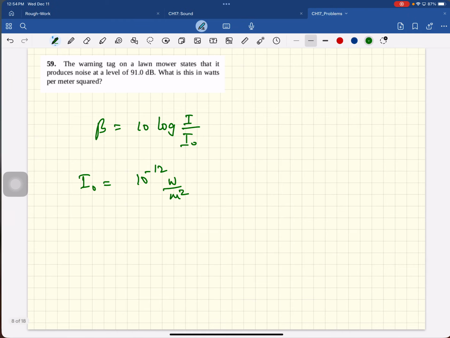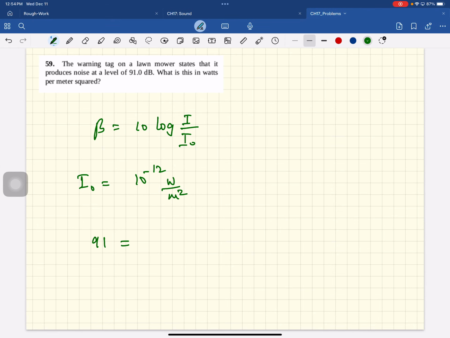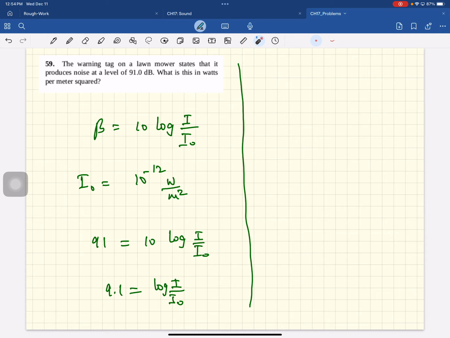So in our problem, the decibel level is 91 decibels equal to 10 log I over I naught. So 9.1 is log I over I naught. Now what this means is I over I naught, this is to base 10, so 10 to the power of that is 10 to the power 9.1. So I is 10 to the power 9.1 times I naught.